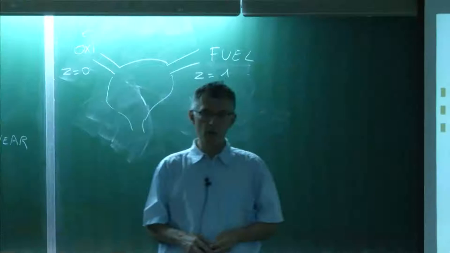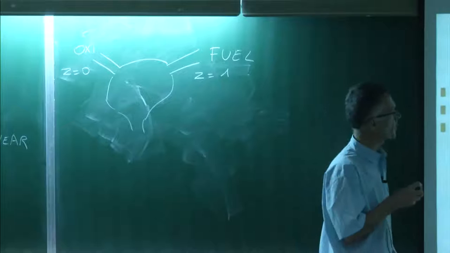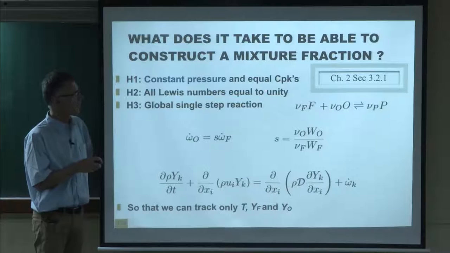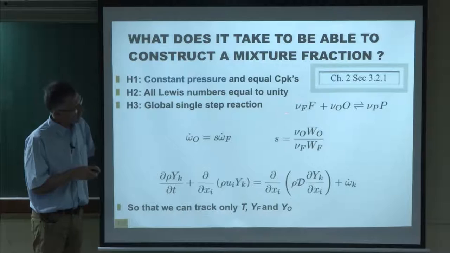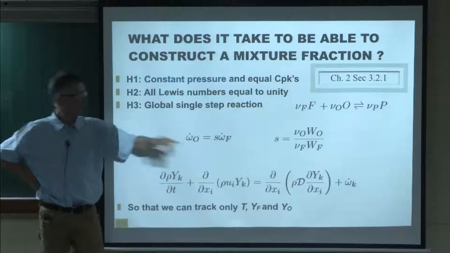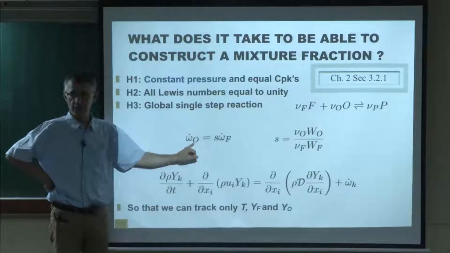So now, if we want to construct a theory based on mixture fraction, we need to assume a few things. The first thing we assume is constant pressure and equal Cp's. That's a bad assumption, but again, everyone is doing it. We have to say that all the Lewis numbers are equal to unity, and we have to assume a global single-step reaction. If you say all that, and you say that the reaction is fuel plus oxidizer goes to product, you can write right away that the fuel consumption, omega dot F, controls everything else. If you burn 1 kilogram of fuel, you burn S kilograms of oxidizer. And if you burn 1 kilogram of fuel, you generate a heat release of minus Q omega dot F.